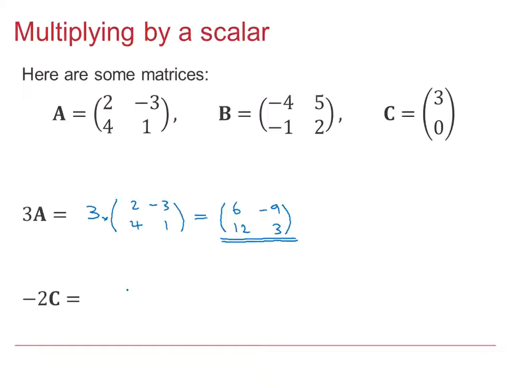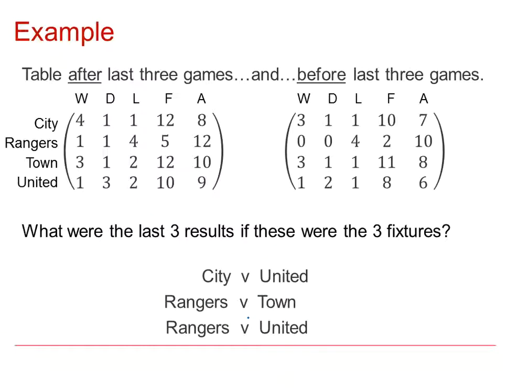And likewise multiplying by minus 2. So we've got minus 2 times C. And we've just got to make sure we multiply both elements by minus 2. So that's minus 2 times 3 is minus 6. Minus 2 times nothing is nothing.